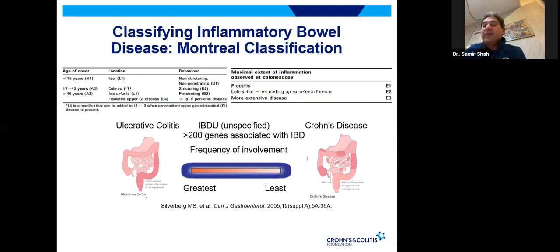In about 10% of patients, we have a hard time deciding which it is, because they may have overlap things, and we'll call it IBD unspecified or undetermined. It's definitely IBD, but we don't know whether it's like Crohn's disease or ulcerative colitis. Next slide.